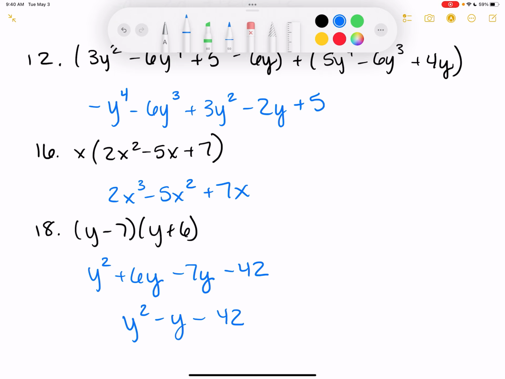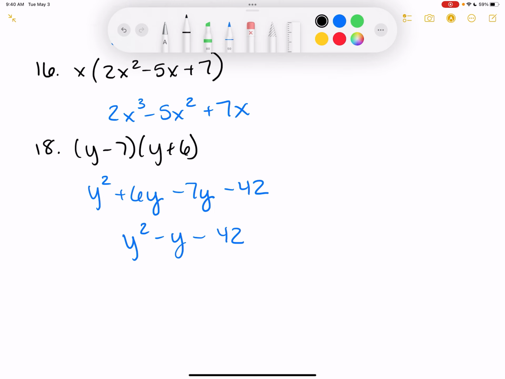All right. We distributed. We foiled. Now we're going to super foil. Ew, I don't like that. Sounds like a kid's show. Super foil. Super Y.